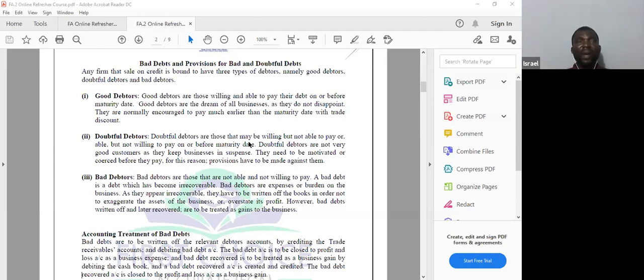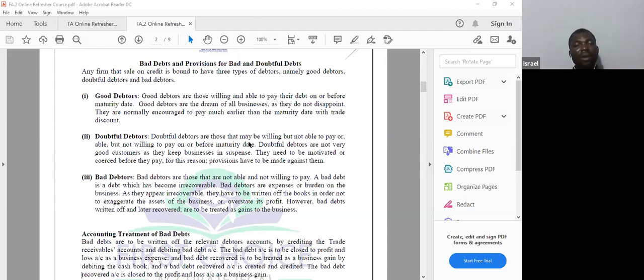The other one that we have is the bad debtors. The bad debtors are those that are not willing and not ready to pay. They are not willing and they don't have the money to pay. So even from the onset, before they obtain the debt, they know that they won't pay back. They are the people that should not come to our business, because they will not pay and the company will surely write it off as bad debt.